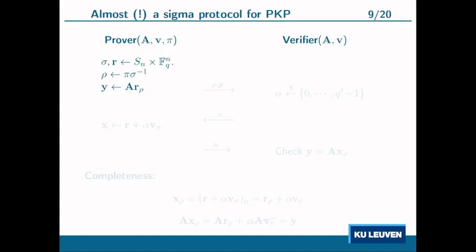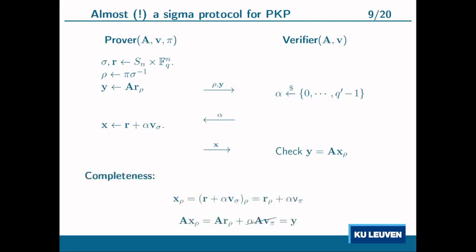Then he sends these values to the verifier, who picks a random challenge in the challenge space and sends it back to the prover. The prover then computes his response as r plus alpha times v permuted with sigma, and he sends his response to the verifier. To verify the proof, the verifier just checks whether y is equal to A times x permuted with rho.